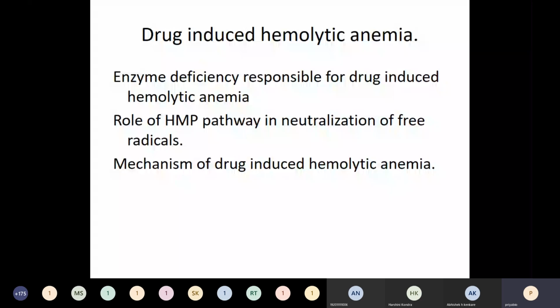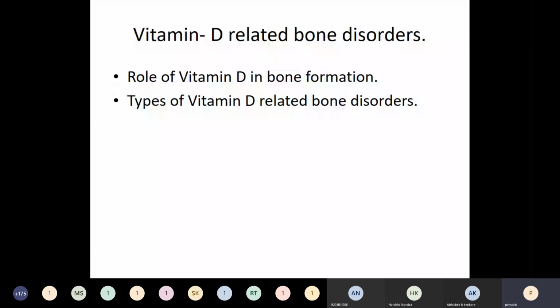The other one is vitamin D related bone disorders. You are all very familiar with this disorder.